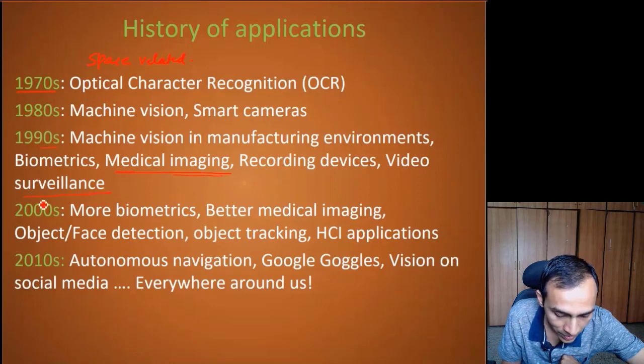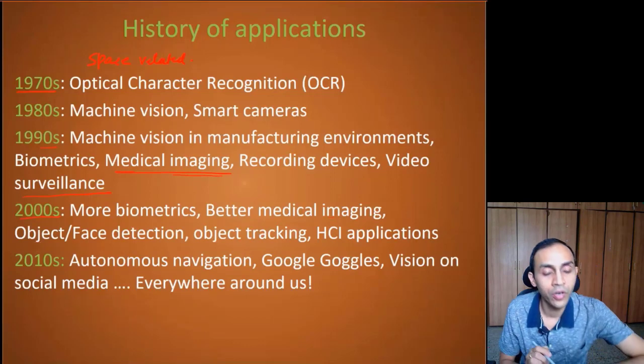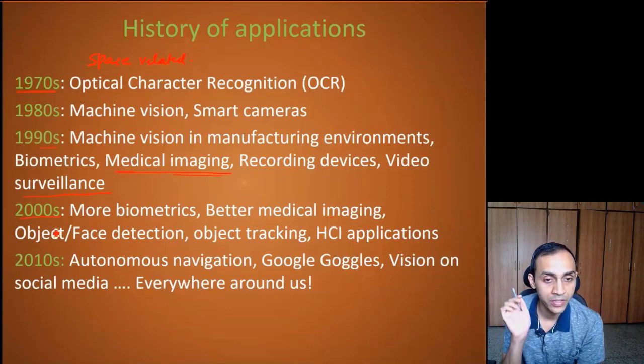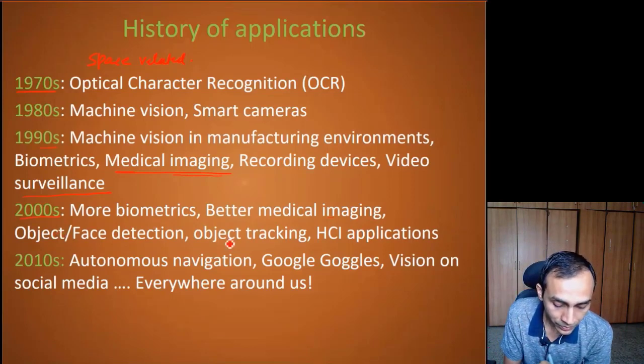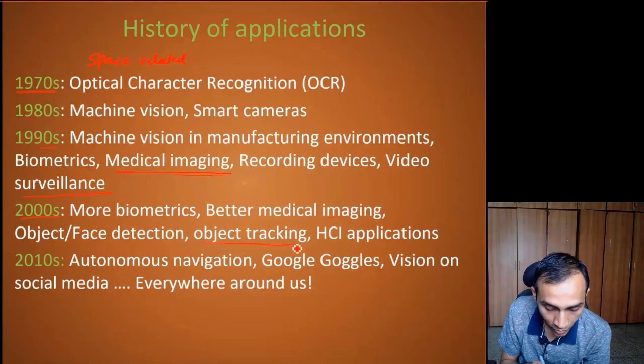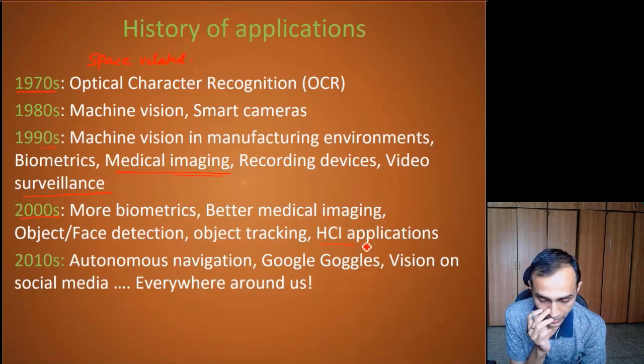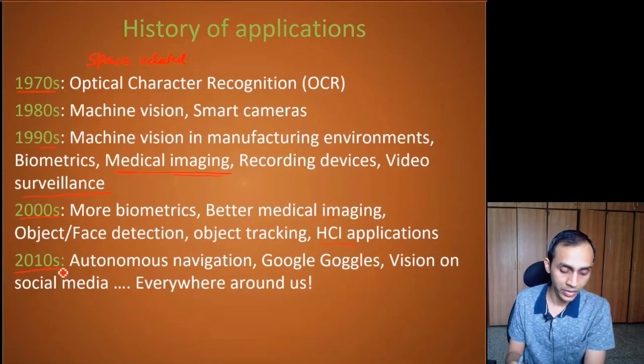Then recording devices, cameras and surveillance started picking up from the 1990s, and it became more common in the 2000s. In that decade we found biometrics coming in many devices, better medical imaging, and object and face detection algorithms. Accurate object and face detection became available in the 2000s, so cameras which can optimally detect faces started becoming available. Object tracking also became a partially solved problem. Automatic tracking of objects could be done, and human-computer interaction applications also started coming up in the next decade.